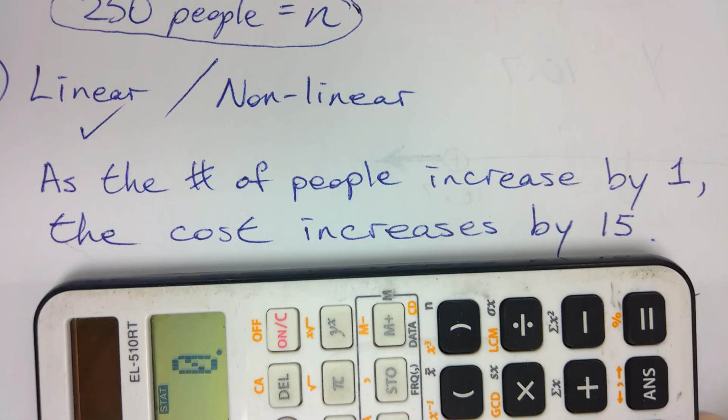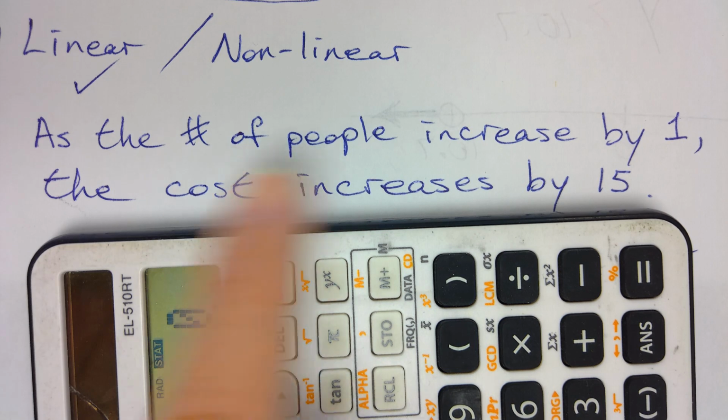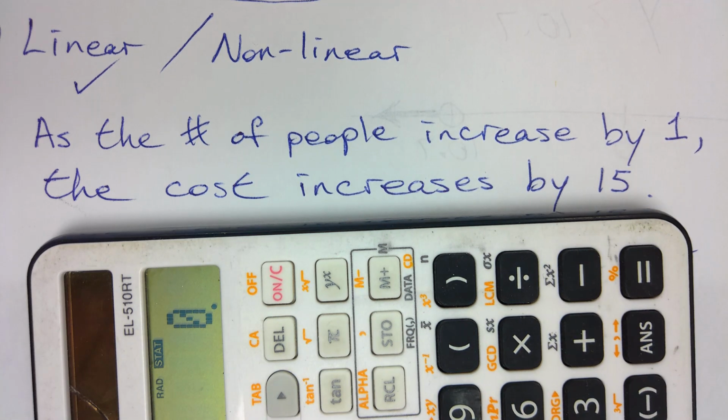If nobody attends, it's 250. One person attends, it's 265. 2 people attend, it's 280. 3 people is 295, 4 people 305, and so forth. So it's consistent. Whenever you have a consistent pattern, it means it's linear. Okay, and we'll talk more about that next week. But I just wanted to give you guys a heads up of the next chapter.